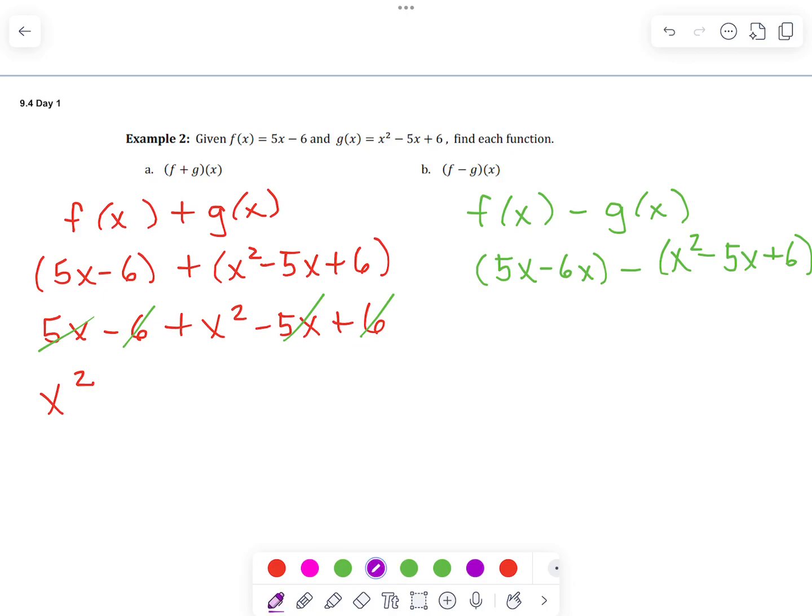Now again, just like the last problem, make sure you distribute all the way through that trinomial. So drop the first parentheses and then change all of those signs in that trinomial. So you get a negative, a positive, and a negative. Now put it into standard form. So negative x squared, positive 5x and positive 5x combine to positive 10x.